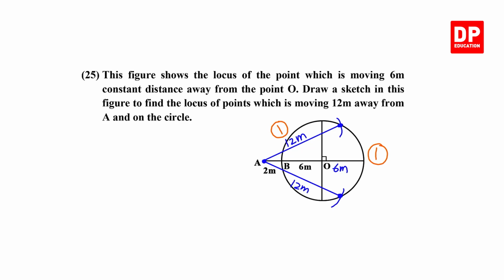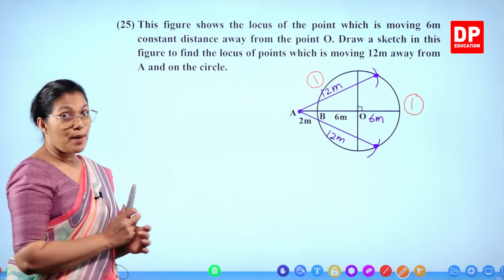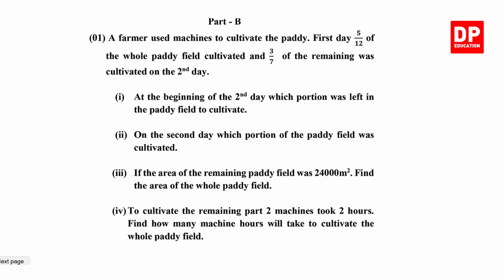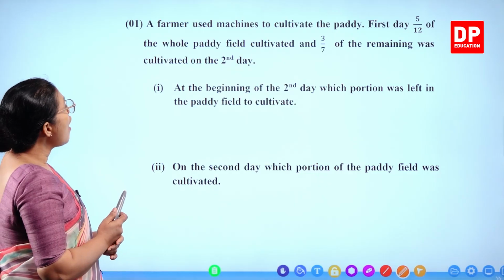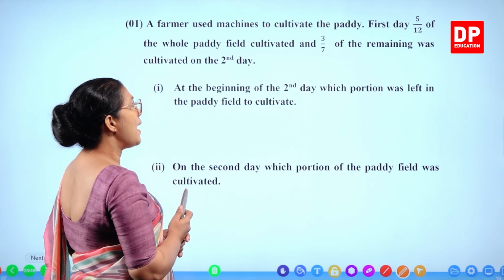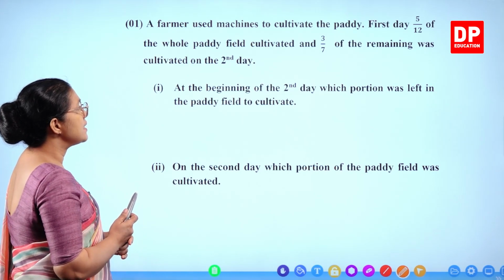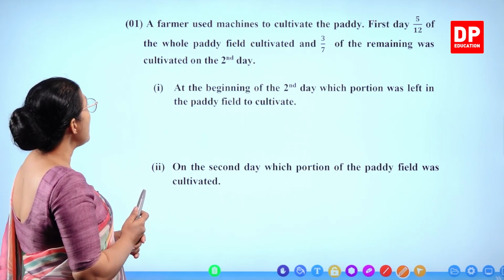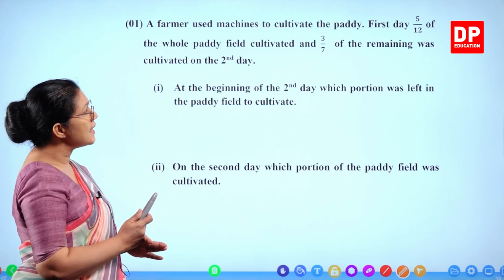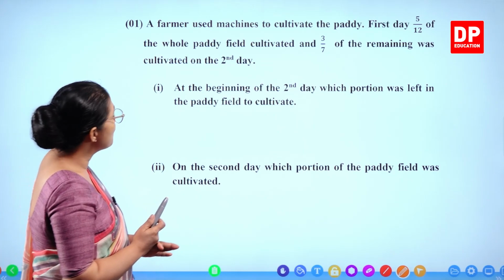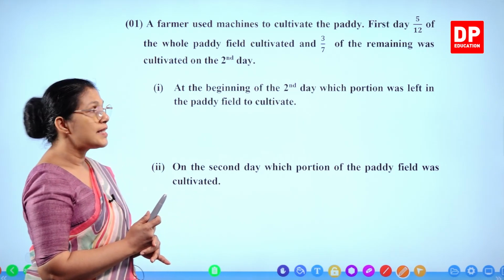We did all questions in paper 1 part A. Now we'll do part B questions. In part B, the first question is about fractions. A farmer used machines to cultivate the paddy. The first day, 5/12 of the whole paddy field was cultivated and 3/7 of the remaining was cultivated on the second day. At the beginning of the second day, which portion was left in the paddy field to cultivate?